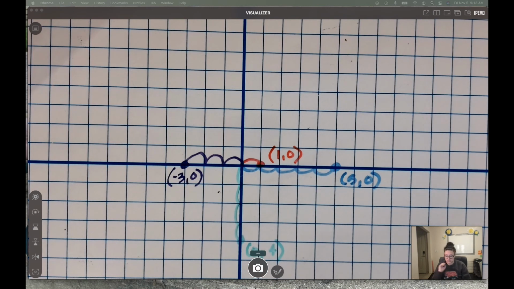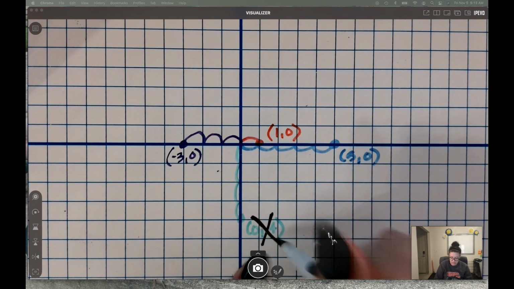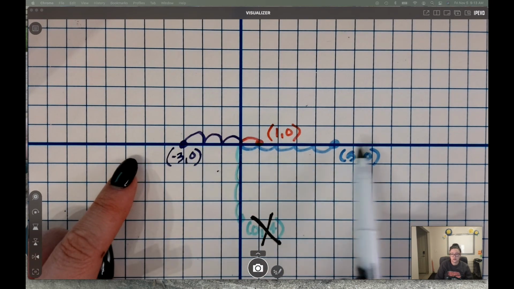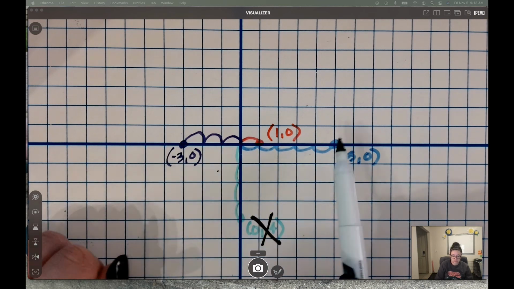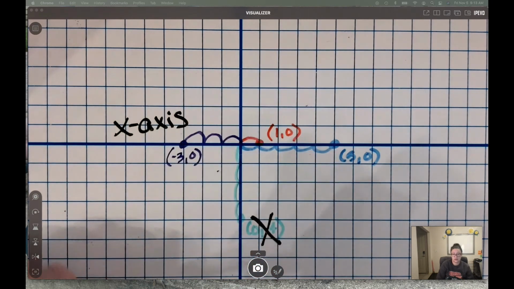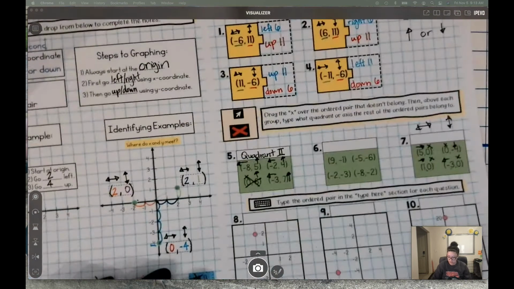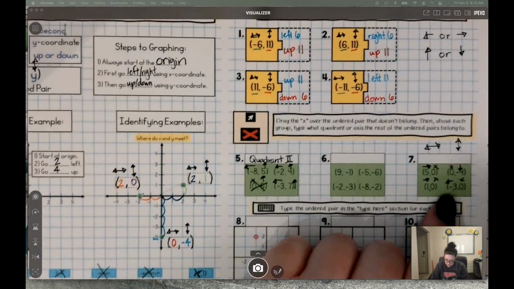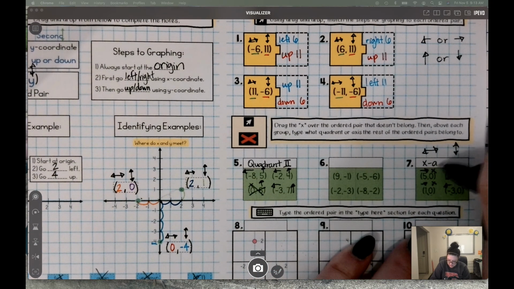So which one of these doesn't belong? This green one down here doesn't belong. All my other points lie on this line. What is this line called? That horizontal axis. That's my x-axis. That horizontal line is my x-axis. So that's where those points lie. The 0, negative 4 did not belong. Everything else was on the x-axis.